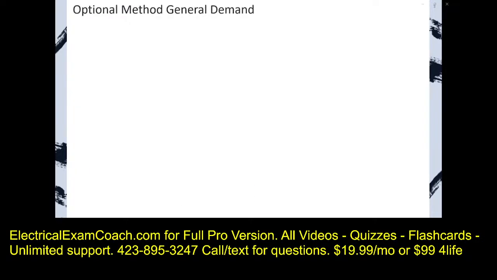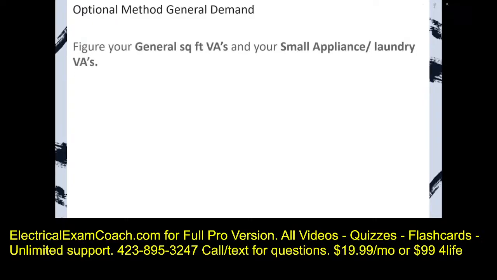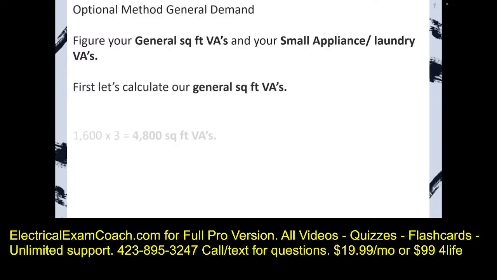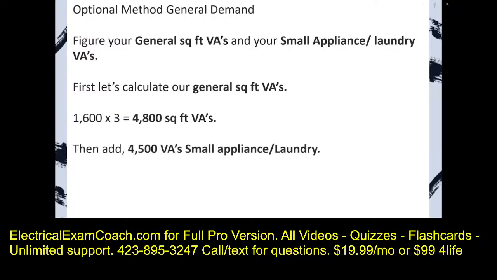Step 1 with any load calculation, whether standard or optional, is to get our general lighting demand. We're going to do our square foot VAs just like we did before. Let's imagine we have a 1,600 square foot house. We multiply that by 3 VAs per square foot. That gives us 4,800. Now we need to tack on our 4,500 for our 2 small appliances and 1 laundry, just like we did before.